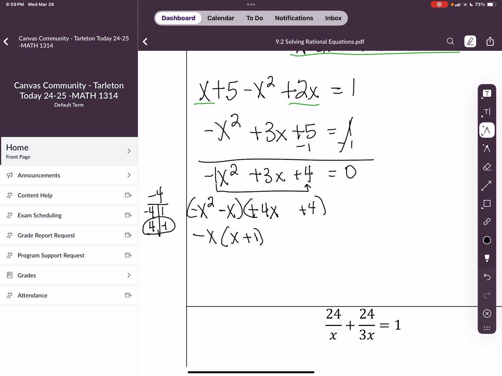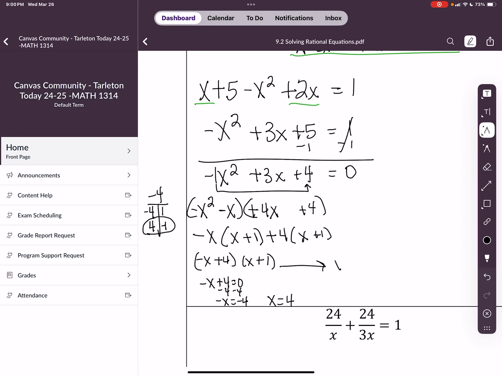The thing in common between 4x and 4 is just 4. So 4x divided by 4 gives me x, and 4 divided by 4 gives me 1. So that means that my factors are -x plus 4 and positive x plus 1. Okay? So to find my solutions, I'm going to take -x plus 4 and put that equal to 0. And that's going to be -x equals -4. Divide by a -1 there, and you get x equals 4.